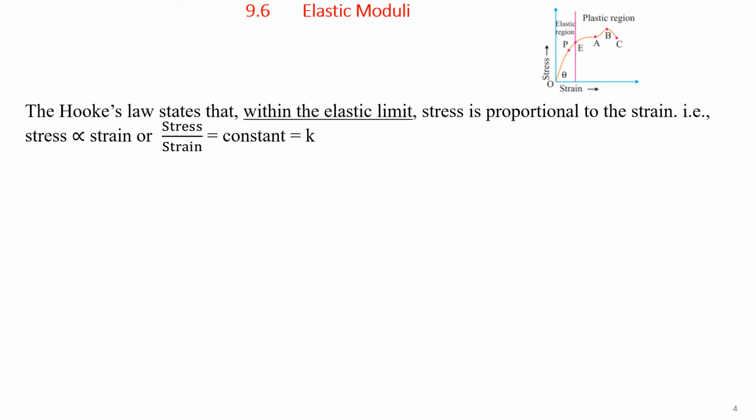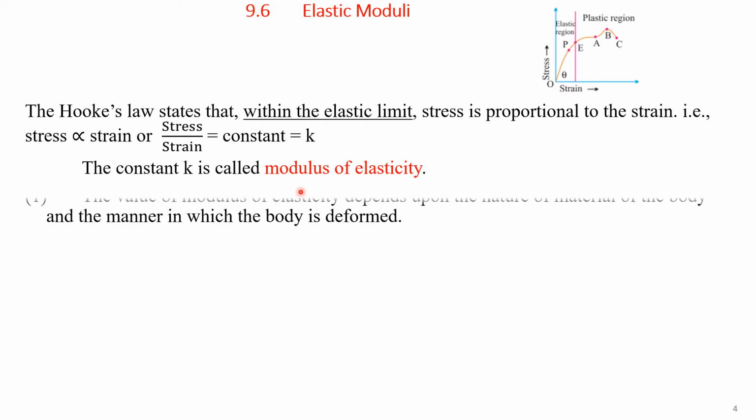We know Hooke's law, which states that within the elastic limit, stress is proportional to strain. That can be written mathematically as stress is proportional to strain, or stress by strain is equal to a constant, represented by the letter small k. This constant k is called the modulus of elasticity.